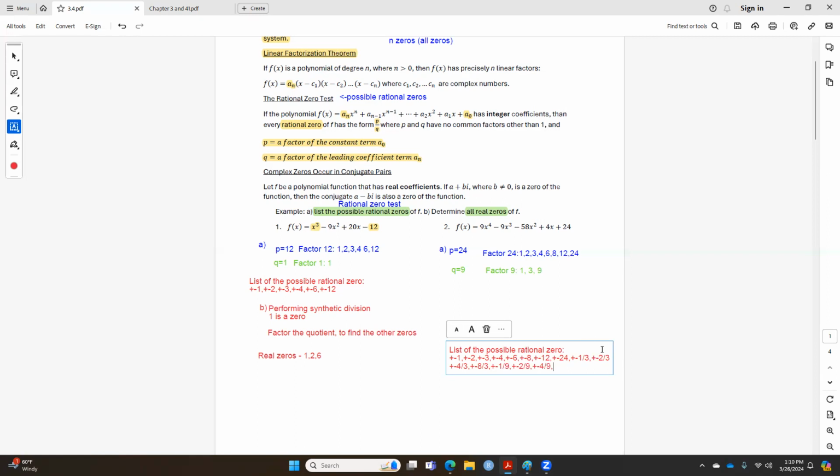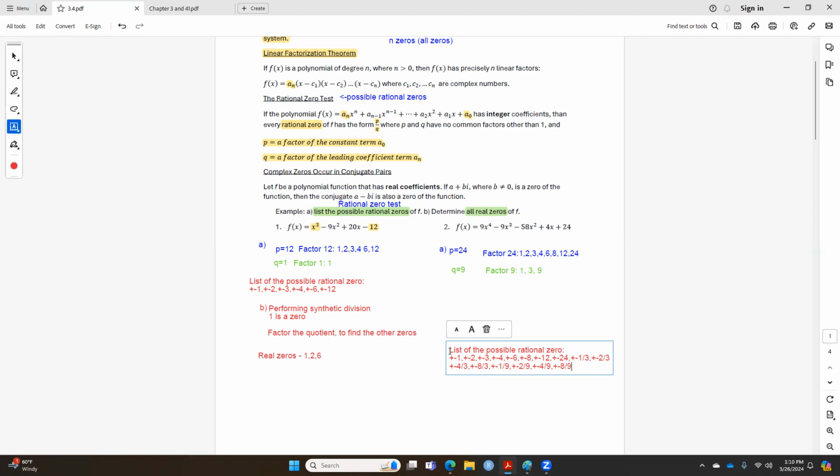6/9. 6/9 can be reduced to become 2/3. So that means you do not need to represent that again. 8/9. So we need to write 8/9 because 8/9 is not there. And then 12/9. 12/9 can be reduced to 4/3. So you do not need to repeat that. And 24/9 can be reduced to become 8/3. So that means you can also skip that.